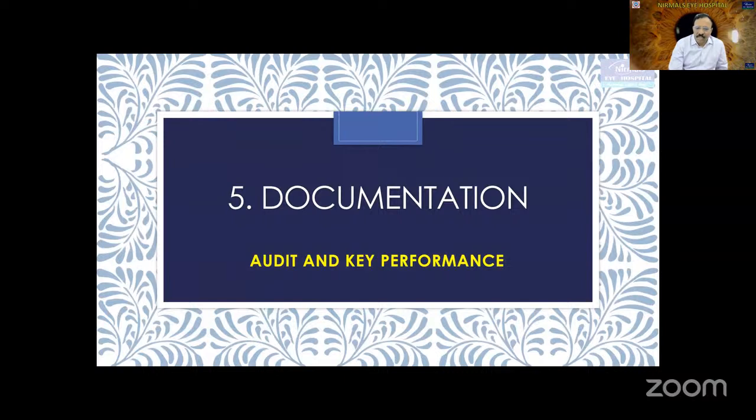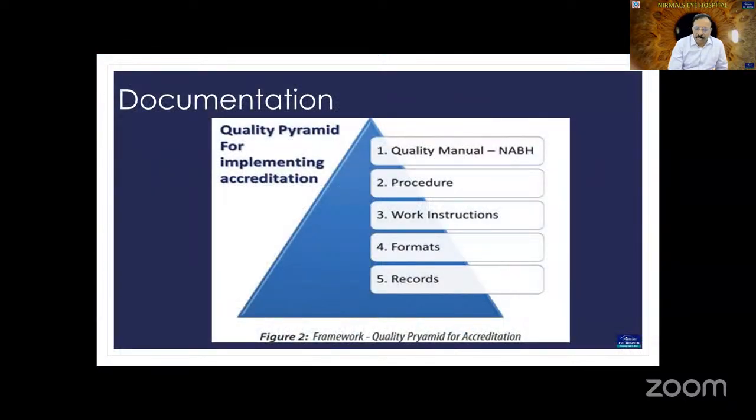The fifth point is documentation. Most of us are very poor documenters, and this actually plays a major role in any auditing and assessment. So this is the documentation pyramid. We need to have proper records of all the activities we do. And this has to be in a standardized format for ease of working and getting the real results.